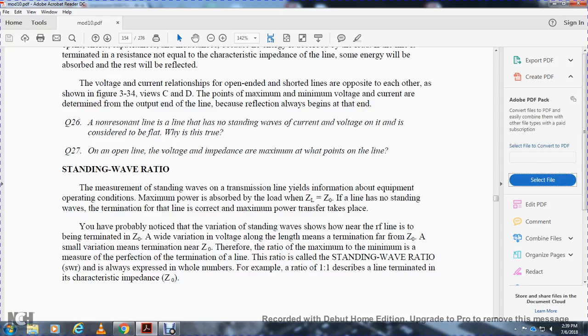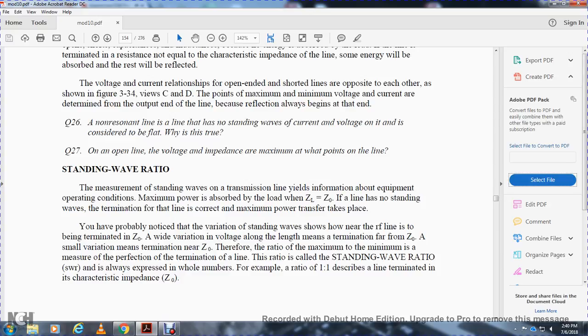Standing wave ratio. The standing waves on a transmission line yield information about the equipment operating condition. Maximum power is absorbed by the load when the load impedance is equal to the characteristic impedance. If the line has no standing wave, the termination of the line is correct and maximum power transfer takes place. You probably noticed the variation of the standing wave over the length of a radio frequency line that is not terminated with the characteristic impedance.